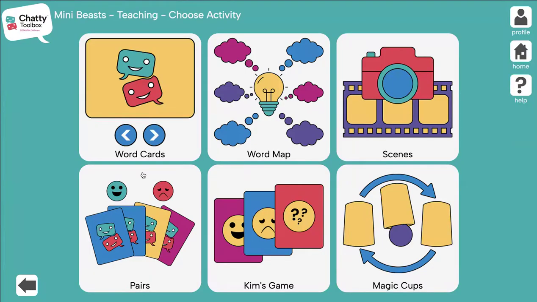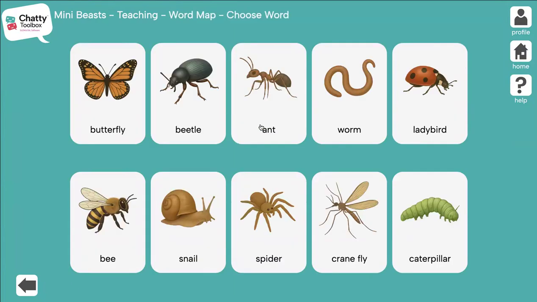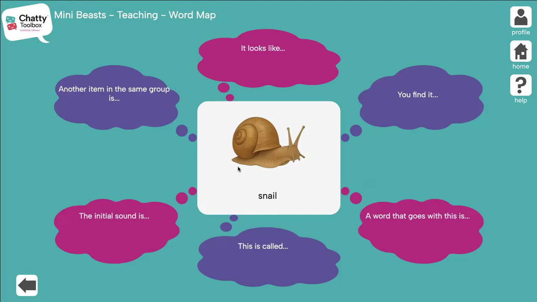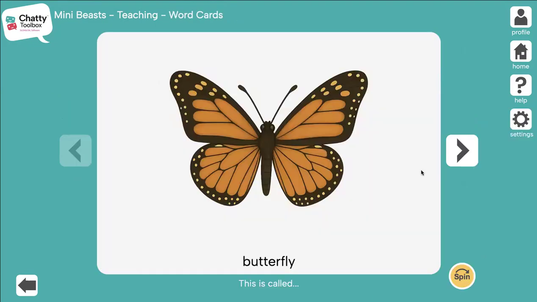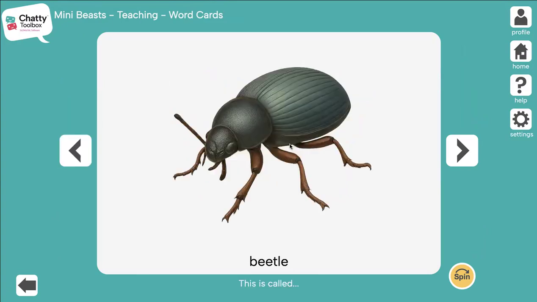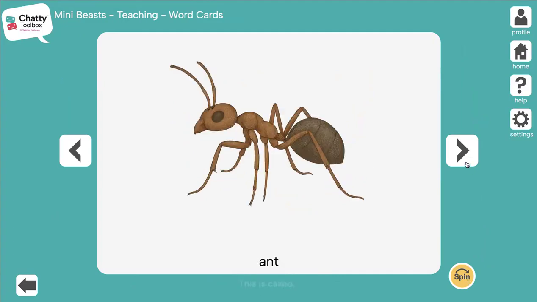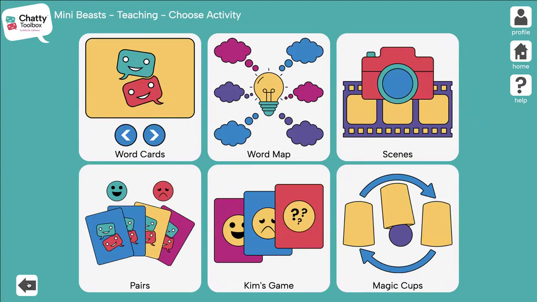Let's have a look at mini beasts now. And now I'm not going to go into as much detail. Let's look at all the different mini beasts that we're going to be covering here, so you can check the vocabulary out. And obviously we could use the word map tool to review and consolidate the vocabulary with the children. Snail. But I'm going to go into word cards as my main teaching tool. Butterfly. Beetle. And we've got the spinner here, which is going to take us through the answers for each. We've got to give the answers for each one to the children. And we can work on another word, etc.